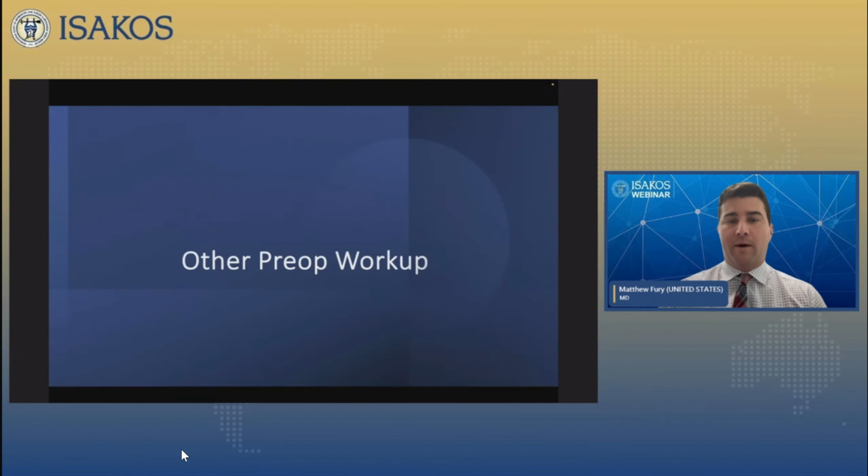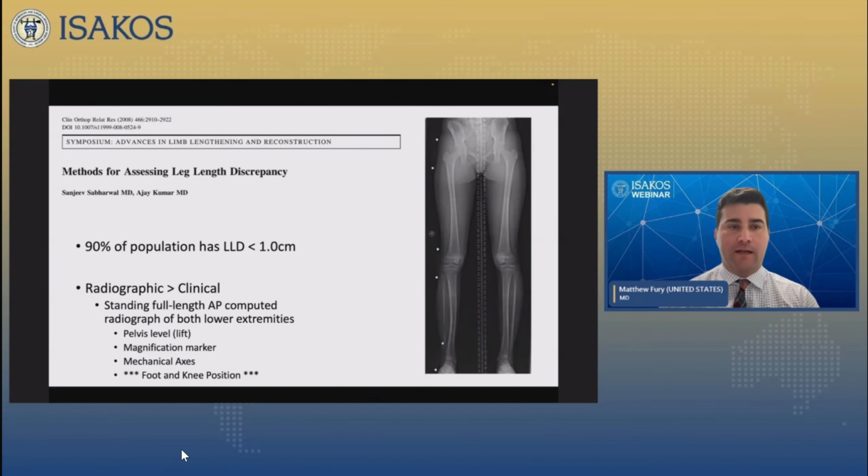And so what about other preoperative workup? 90% of the population has some element of a baseline leg length discrepancy. It's often less than 1 centimeter. In this review by Dr. Saberwalt, they reviewed all the various ways of assessing leg length discrepancy. And what they determined was that radiographic measurements outperformed clinical measurements.